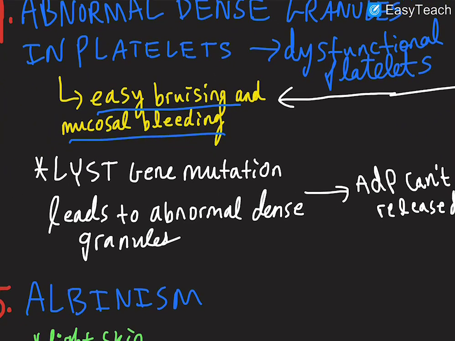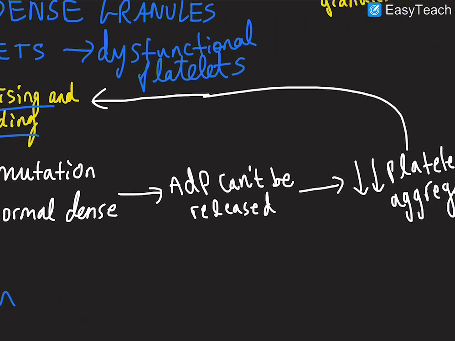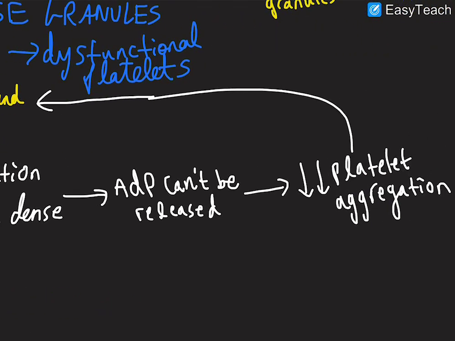So again, let's read what we have here. You're going to have a LYST gene mutation. So you have a defect in vesicle trafficking and microtubules that leads to accumulation of abnormal dense granules. Remember, something in your dense granules are molecules that you need in order to call more platelets to the area to help with forming the platelet plug, one of those being ADP.